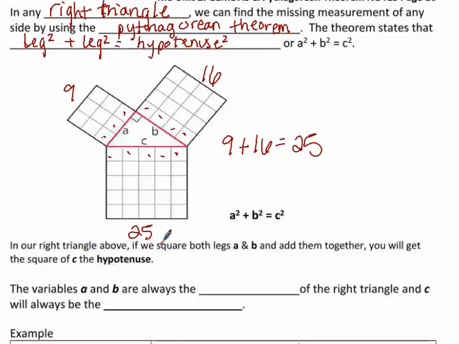In our right triangle above, if we square both legs, A and B, and add them together, you will get the square of C, which is the hypotenuse. The variables A and B are always the legs of the right triangle, and C will always be the hypotenuse.